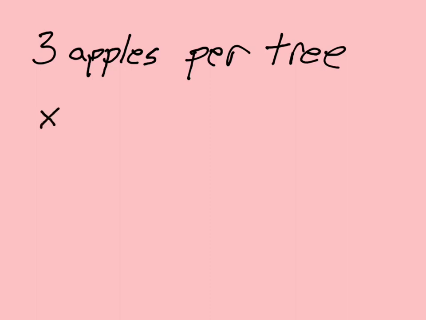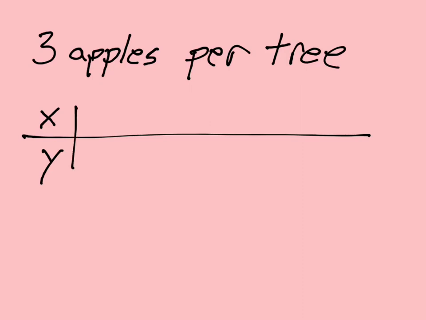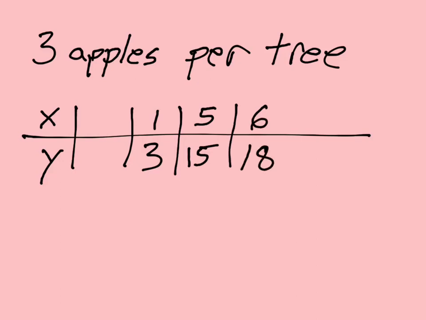So I have my X, I have my Y. And I'm going to skip the first spot for a reason. If I have 1 tree, then I have 3 apples. And if I have 5 trees, then I have 15 apples. If I have 6 trees, I have 18 apples. If I have 0 trees, then I have 0 apples.